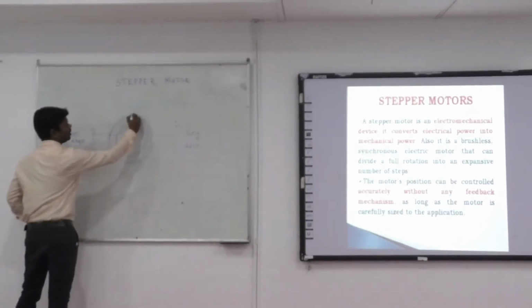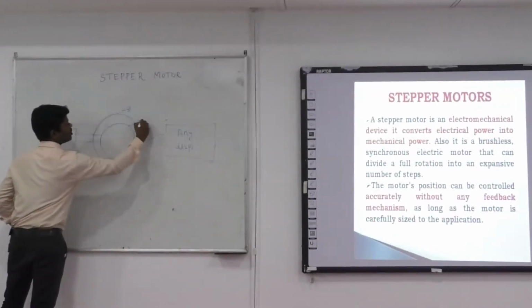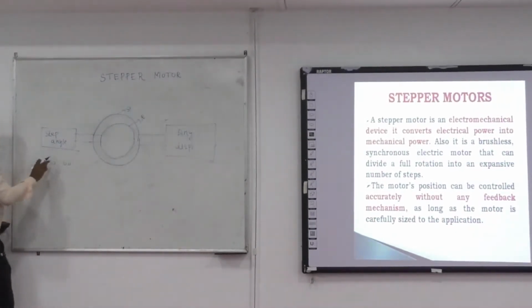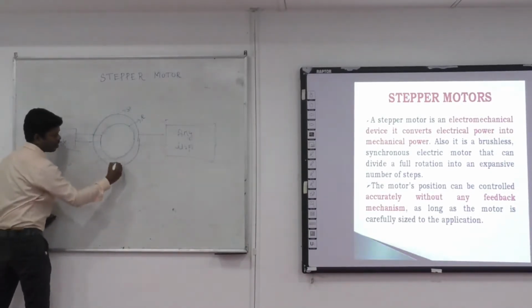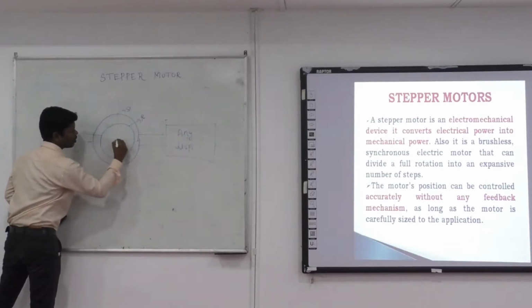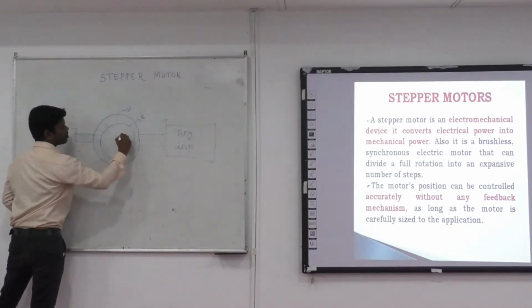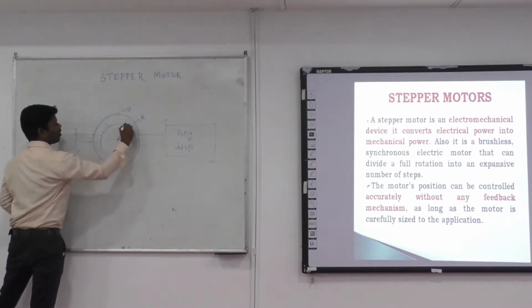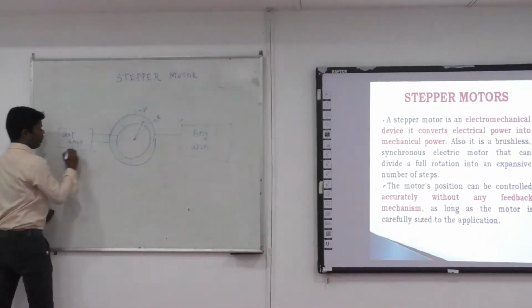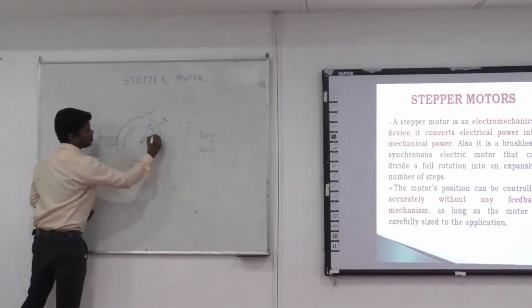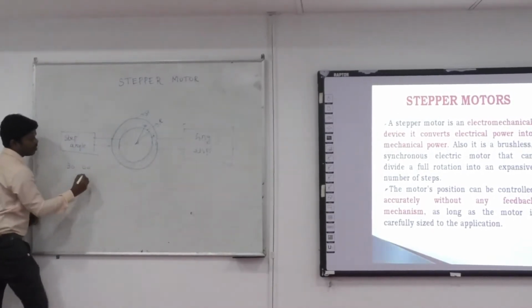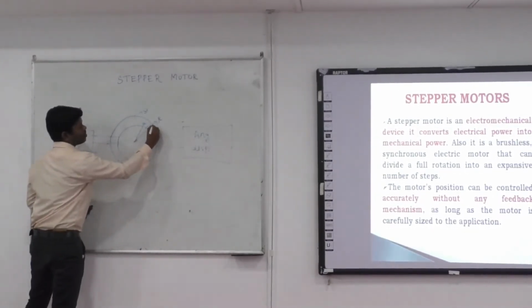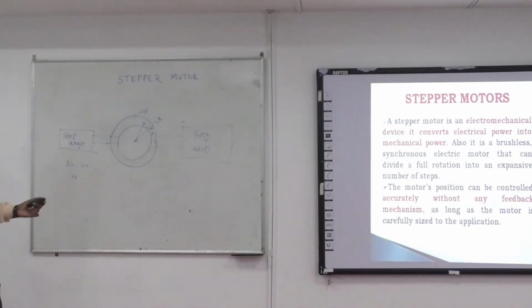This is called the stator, this is called the rotor, and this is called the step angle. Give a pulse of 30 degrees, so the rotor rotates 30 degrees, starting from 0 degrees. Suppose you apply 60 degrees, then the rotor rotates 60 degrees. If you apply 45 degrees, then it rotates 45 degrees. This is the basic principle of the stepper motor.